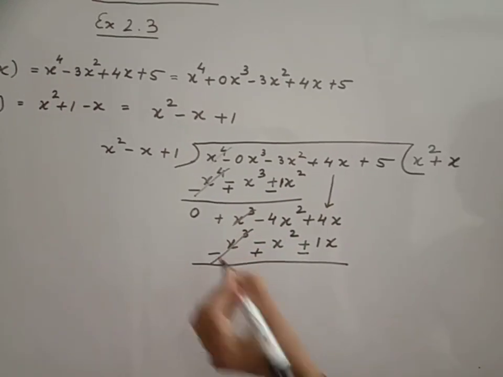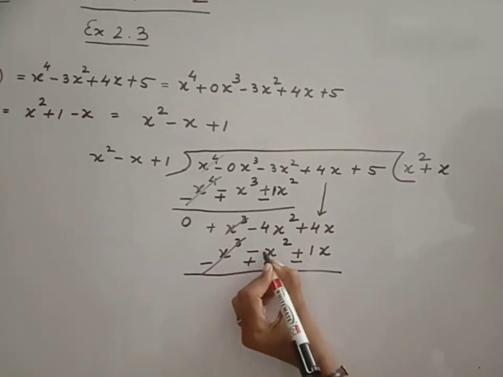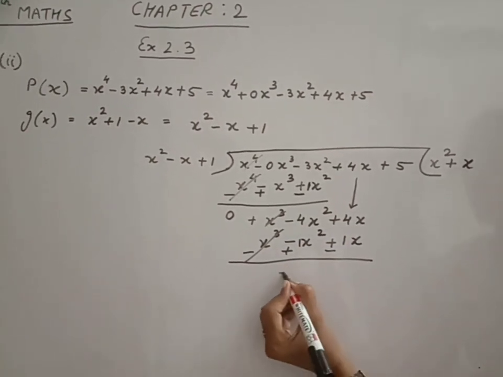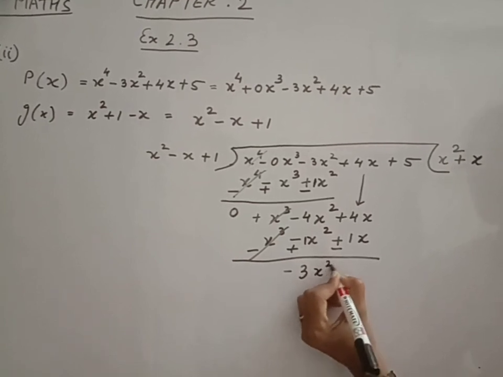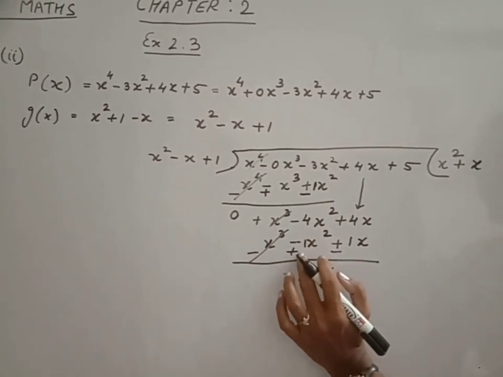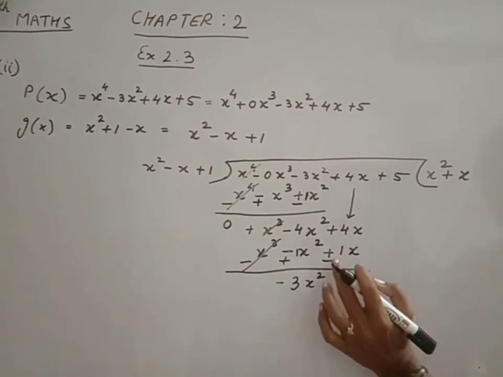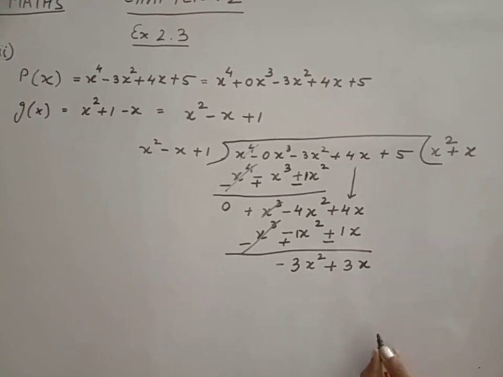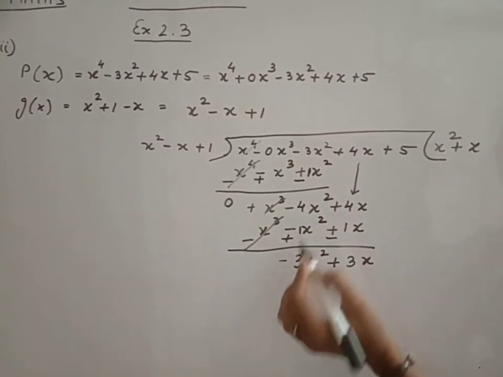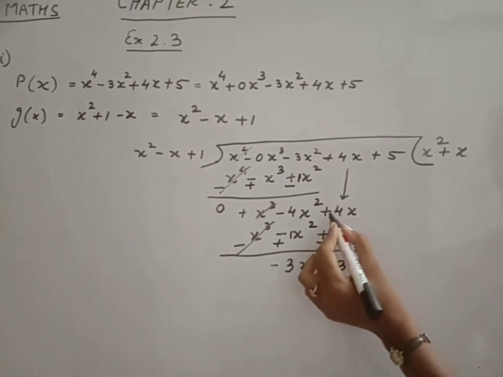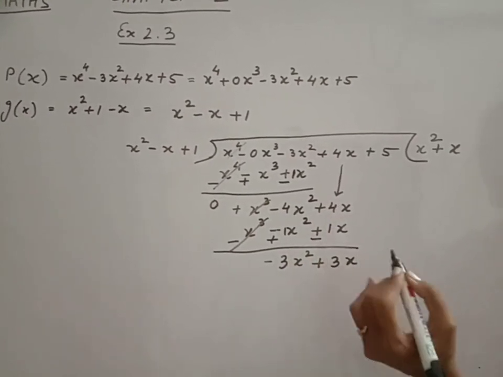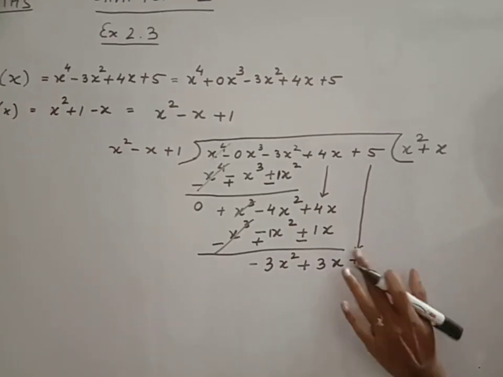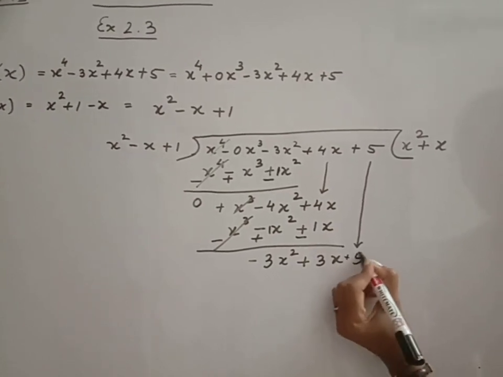So this gets cancelled. Now minus 4 plus 1. Nothing is there means 1 is there. So minus 4 plus 1 is minus 3x square. Forget the old sign. We will see only the new sign. Okay, minus 4 minus 1 is again plus 3x. Minus 4 plus 1 is minus 3x square. Plus 4 minus 1 is plus 3x. Now I will take down plus 5.